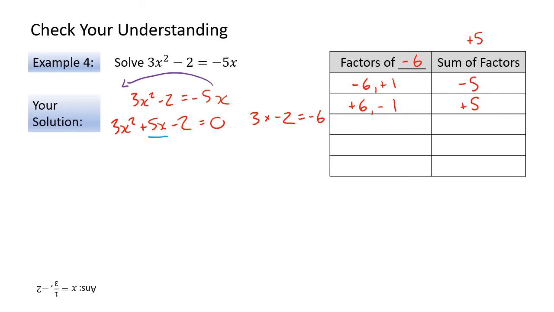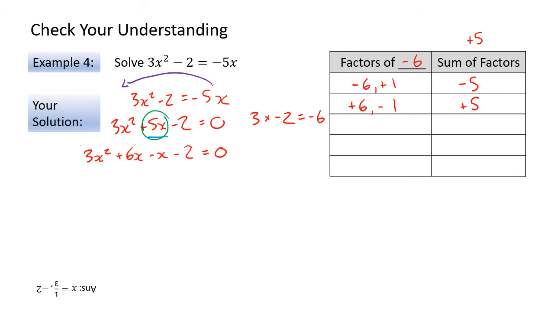What you then have to do is write the middle term, the 5x term, in terms of those two factors instead. So this becomes 3x squared plus 6x minus x minus 2 is equal to 0. You can see that all I did was write them in terms of those factors. And if you were to add those up, 6x minus x gives you the 5x that we started with. Okay? So now you can factor these by grouping them.